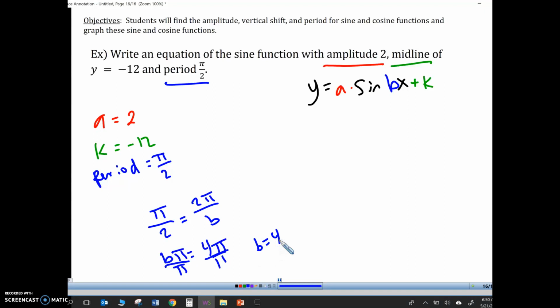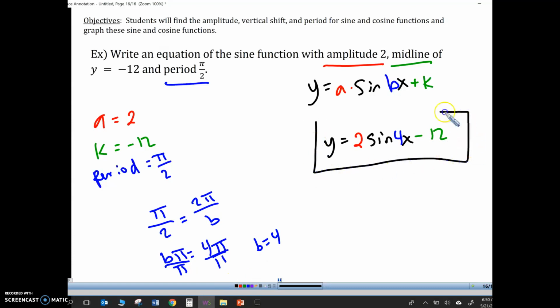Okay, so we have all of our values, so we get our function y is equal to, and I'm just going to plug in the values, 2 times sine of 4 times x minus 12. And there is your equation, right? It says equation. If it wants a function, then my y would turn into f of x, but it wants an equation. So that is the first example.